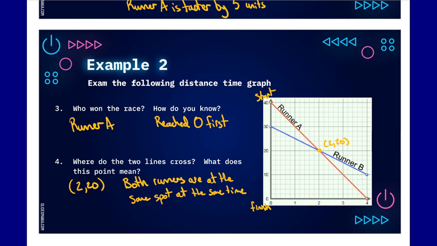We'll be looking at that further in a different lesson, but it is called the point of intersection. So at this point, the runners are at the same spot at the same time, right? So they meet each other, they cross each other, whatever you want to consider. But they're at the same spot at the same time. Or if you prefer that to meeting or crossing, one overtakes the other, however you want to word it based on the scenario.